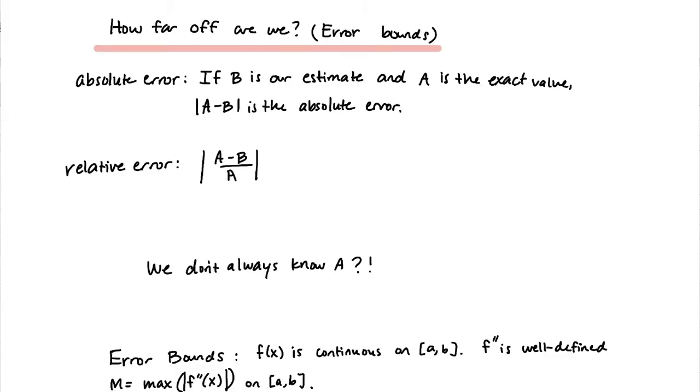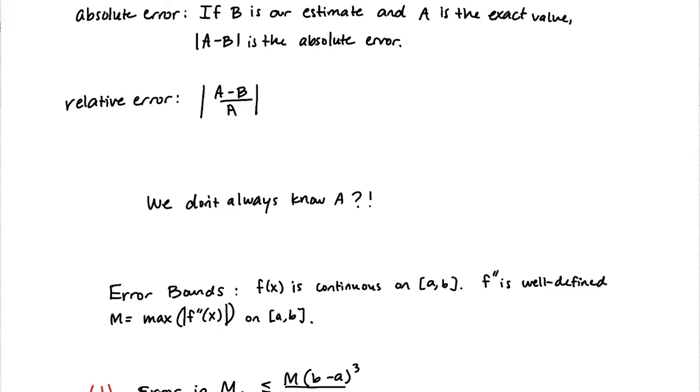I already showed you an example when we did our integral of e to the x squared. We didn't know what A was. We couldn't compute that by integrating. So we're not always going to be able to say the absolute error is this, or the relative error is this. We're never going to be able to do that for problems that involve things we can't integrate. This is why we need error bounds. We need a way of saying, at worst, it's going to be this far off. We won't be able to say exactly how far off it is, but we can get a handle on how bad it could be.